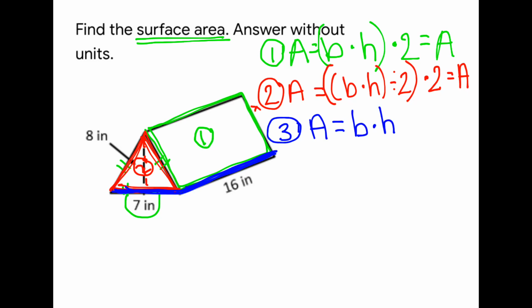There is only one rectangle on the bottom. If you notice, this is a triangle and it comes to a point. So there's not a rectangle on the top. There is only one rectangle on the bottom. Therefore, you do not have to multiply this area by 2.